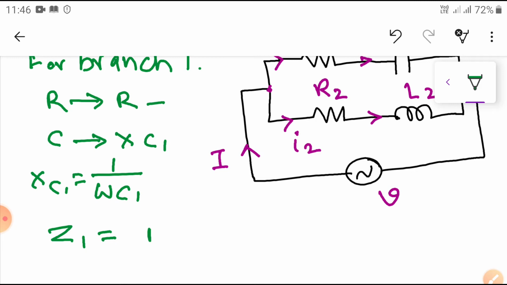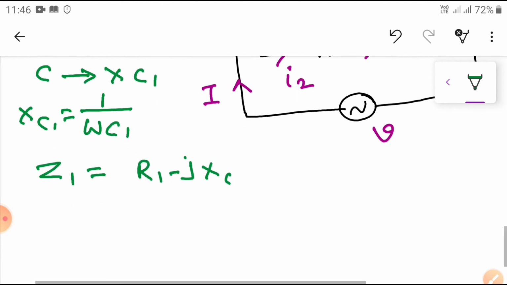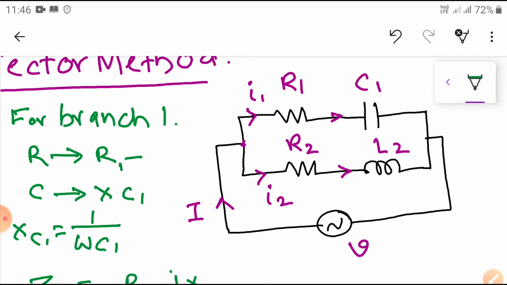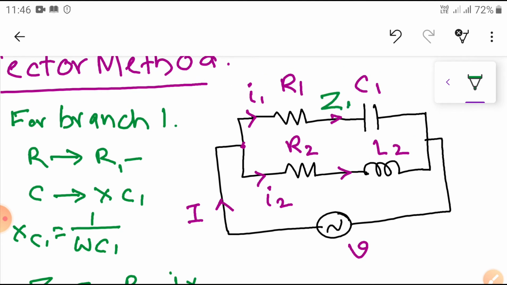So what is the value? R1, this is the resistance R1. Now here is given minus j XC. This is the Z1 value, because it is a capacitive circuit. That is why I kept the minus sign. Now what is the magnitude? I can write it as square root of R1 squared plus XC squared. So I get the Z1 value of the first branch.